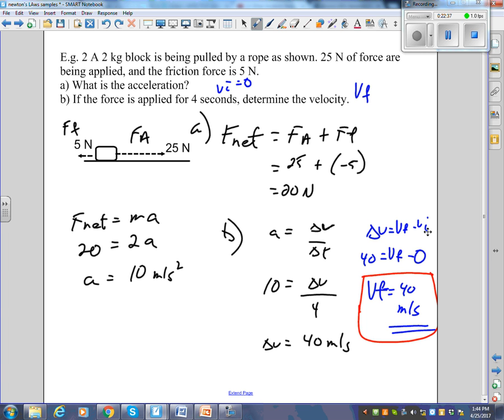When the VI is 0, correct, which happens quite a bit, delta V equals VF. You should at least say that so that I know that you know that delta V and VF aren't always the same. Okay, that seem fair? Okay.